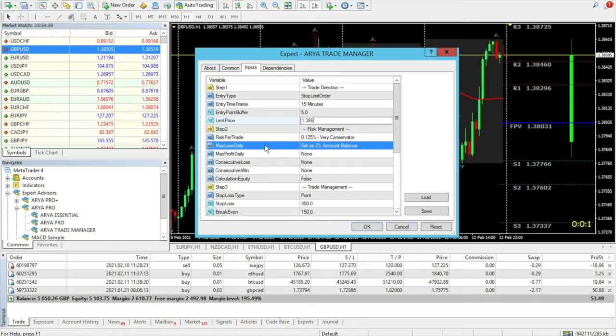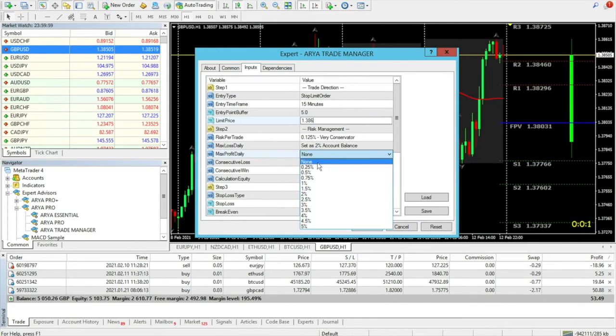The max loss daily parameter is permanently set at 2% of your account balance and applies to all assets combined where Arya is activated. Arya will stop trading when you've lost 2% of your capital in one day. You can set your maximum profit daily, which is the maximum gain for the day in percentage, and again applies to all assets combined where Arya is activated. Choose from none all the way up to 5%.